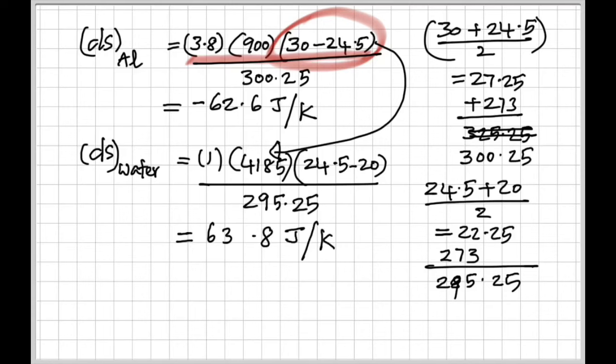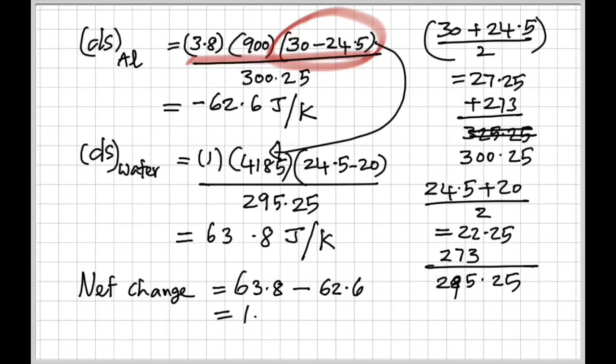So you see that the positive is bigger than the negative, and that's always going to be the case. Always. So what's the net change? Net change is equal to 63.8 minus, which is going to give you some positive number. How much is that? 1 point? Yeah, 2 according to this.